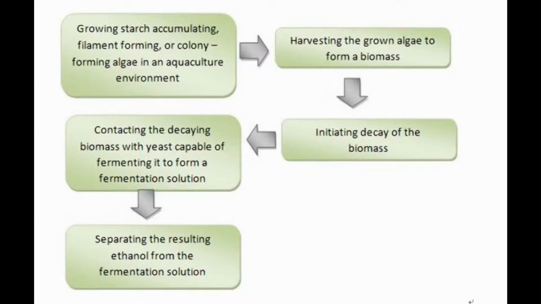Fermentation process to produce ethanol include the following stages. Firstly, growing starch accumulating filament-forming or colony-forming algae in an aquaculture environment if not available at first. Then harvesting the grown algae to form a biomass, or collecting microalgae if available at first. Then initiating decay of the biomass. Then contacting the decaying biomass with yeast capable of fermenting it to form a fermentation solution, and separating the resulting ethanol from the fermentation solution.